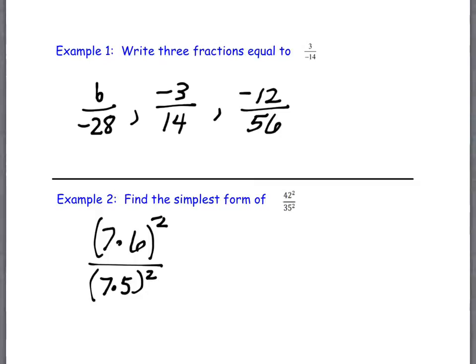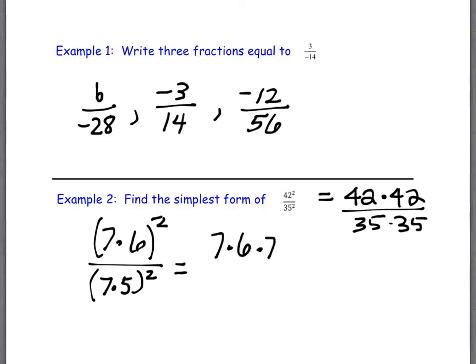Now, we haven't done it yet, although we will very soon, I think. I think it's this lesson. We'll talk about this idea of these squares. But what squaring means is multiplying something by itself, right? So if I have 42 squared, it really means I've got 42 times 42. And if I have 35 squared, it means I have 35 times 35. So what that means is that I don't have 7 times 6 squared. I could write it how else? Exactly. 7 times 6 times 7 times 6. And do the same thing in the denominator, 7 times 5 times 7 times 5.